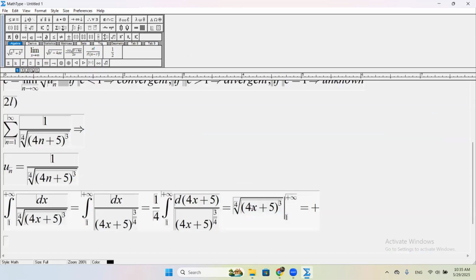If I substitute infinity, we will receive plus infinity. So this integral is divergent, which means that the initial series is divergent as well. Any questions about this exercise?